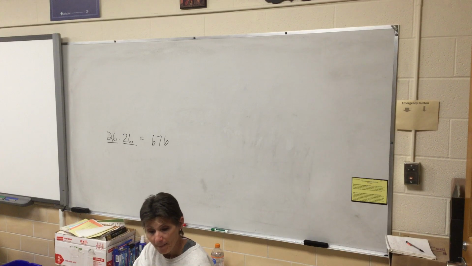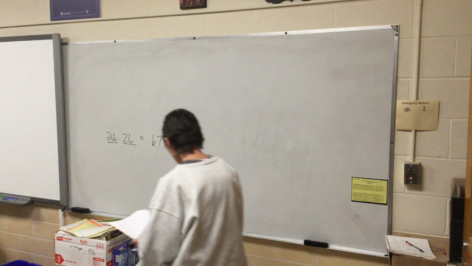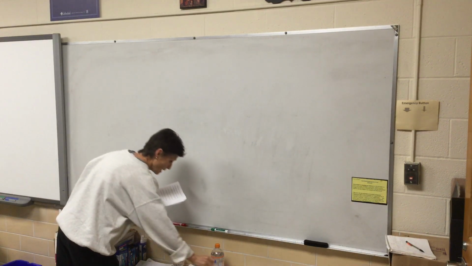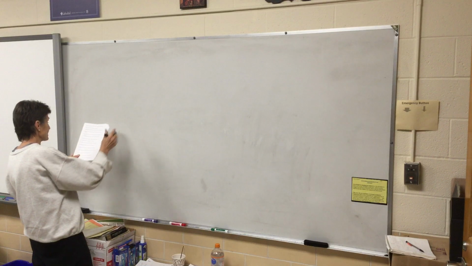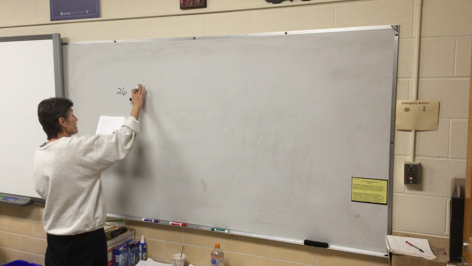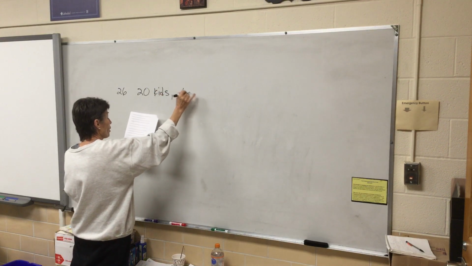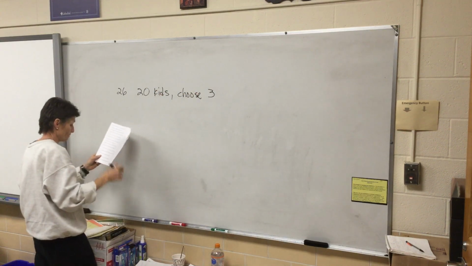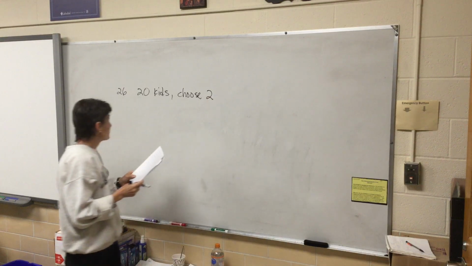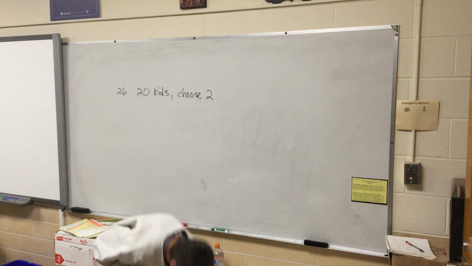All right. Now we need to look at 26 very carefully. I want you to read number 26, part A and part B. Are they the same problem, just worded differently, or are they different problems? Both of them involve 20 kids and choosing two of them. So what do you think? Are they the same problem, A and B?